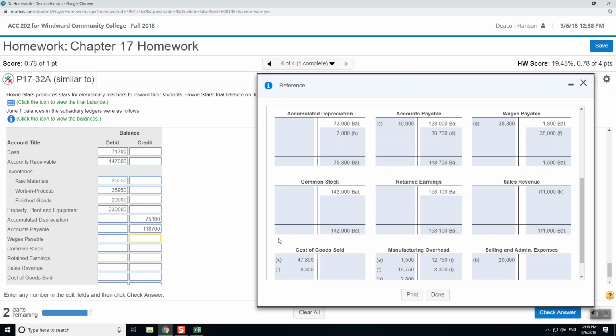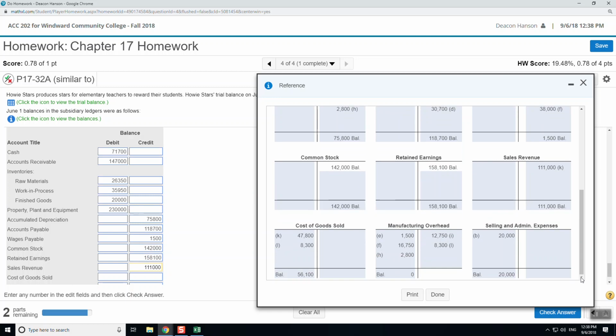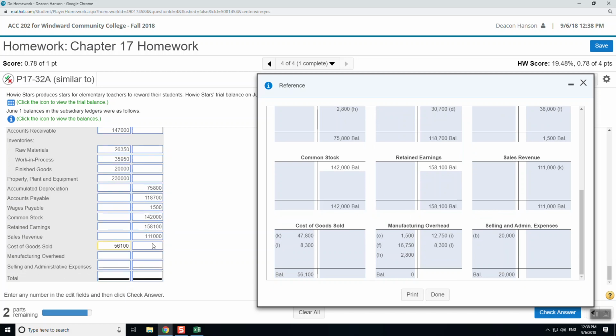Wages payable. Common stock. Retained earnings. Sales revenue. I'm just pulling it from the ledger and putting it into the right debit or credit column, just taking the balances. And cost of goods sold is a debit. Overhead should be 0. They probably want us to put a 0 in there. And selling and administrative expenses is 20,000.